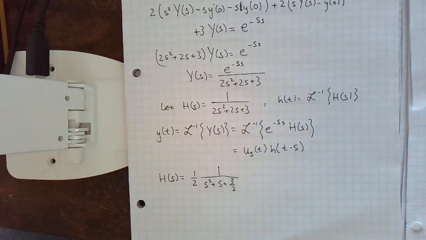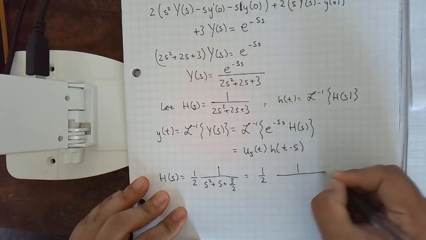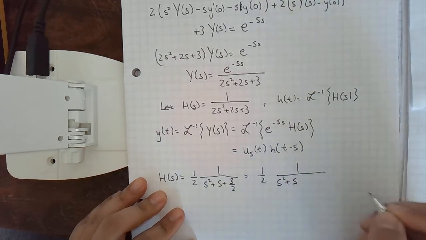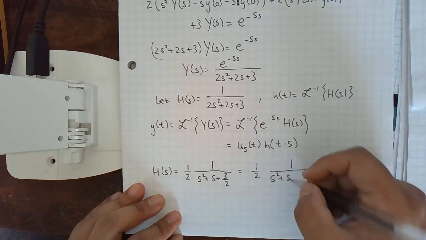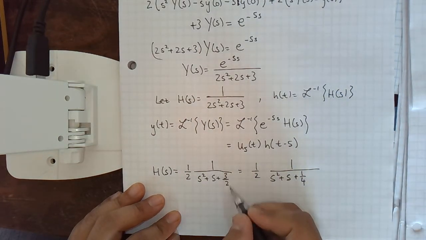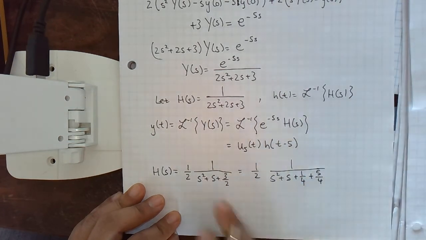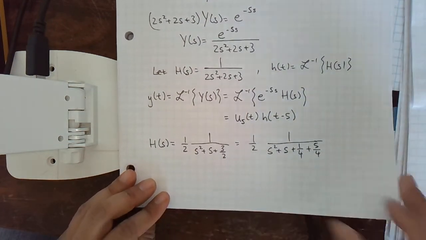And then we need to complete the square. So we got 1/2, 1 over s squared plus s. Half of 1 is 1/2. 1/2 squared is a quarter. So 1/4 completes the square. 3/2 is 6/4. So we need another 5/4, and now we haven't changed anything from there to there.